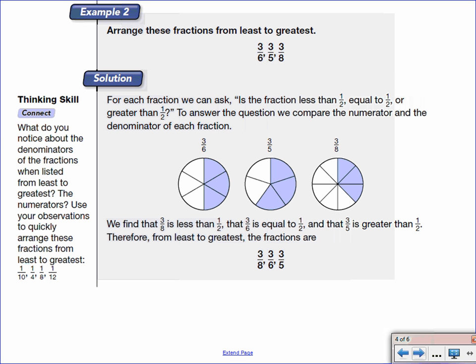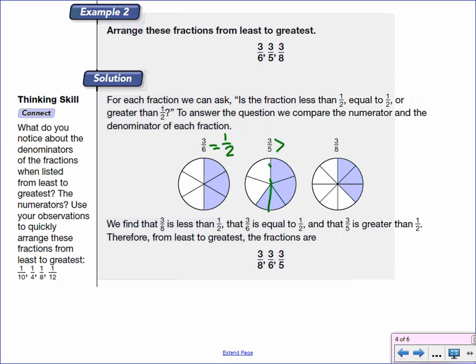So now using that information, it says arrange these fractions from least to greatest. So for each fraction we ask, is the fraction less than 1/2, equal to 1/2, or greater than 1/2? Well, if we look at 3/6, we can draw a picture like they did here. And 3/6 is half. 3 is half of 6. So 3/6 equals 1/2. From the picture here, if I was to put in the half line, we can see that 3/5 is greater than 1/2.